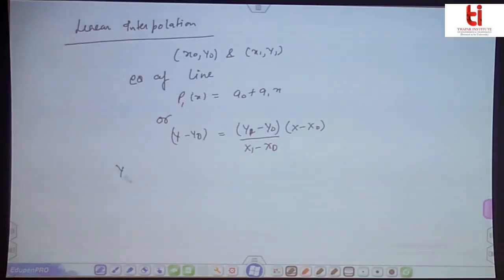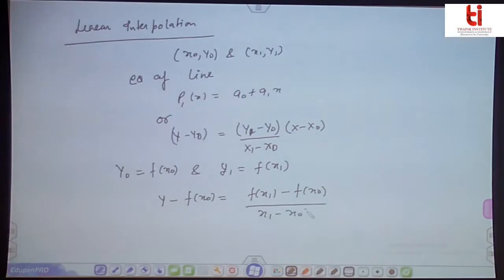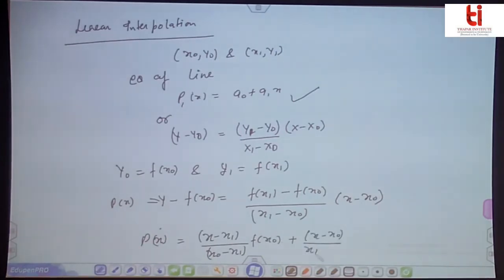Let us take y0 as f(x0) and y1 as f(x1). Okay, so y minus f(x0) equal to (f(x1) minus f(x0)) upon (x1 minus x0) times (x minus x0). Now, writing this, y is what? That is the value of the polynomial, you can say. You can either apply this procedure or this procedure. After manipulation you are finally getting (x minus x1) upon (x0 minus x1) f(x0) plus (x minus x0) upon (x1 minus x0) f(x1). We will write the equation in this way.